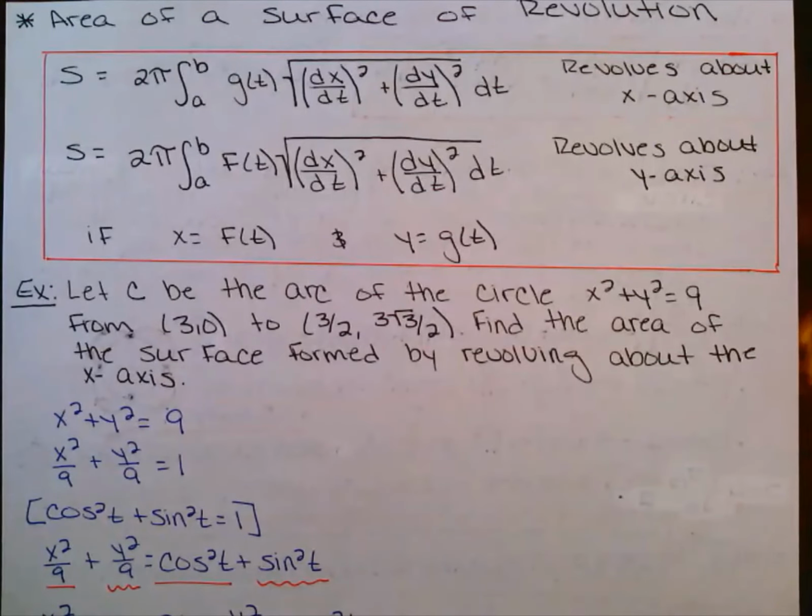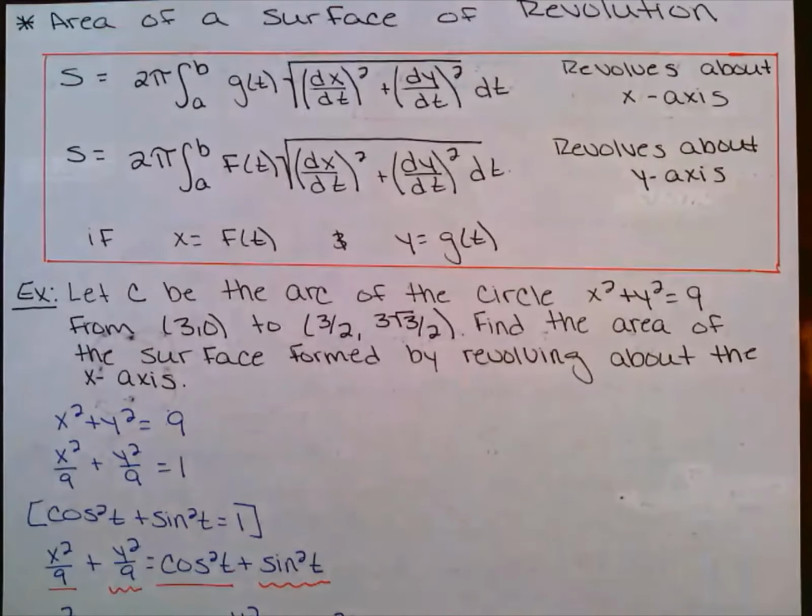Square root of 9 is 3, and then it's going to cancel out the squared on the cosine. And that is a method that, again, can be reviewed in the pre-cal lesson on 9.5. So now I have two equations, okay? I have my x in terms of t, and I have my y in terms of t.